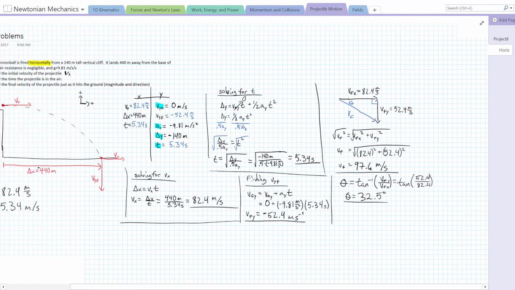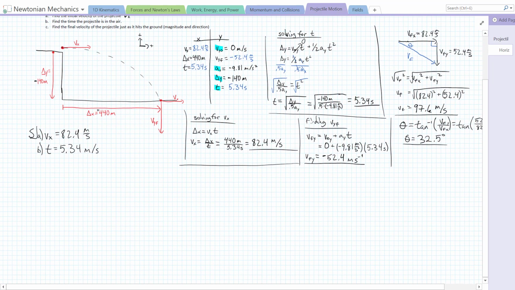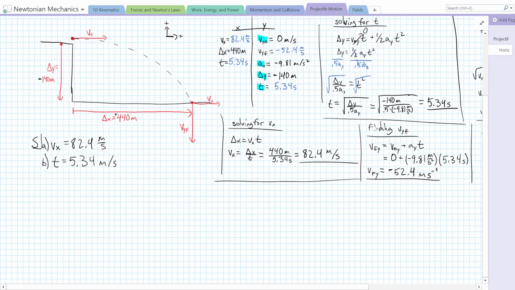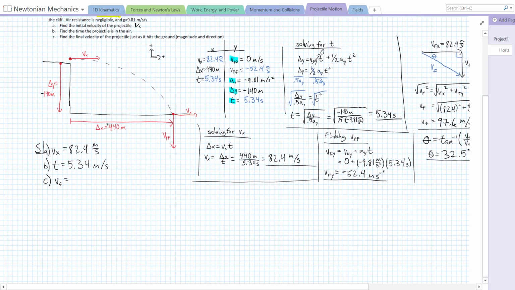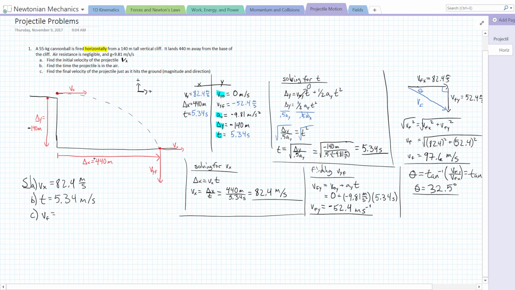Let's just put that in our solution over here so it's easy for whoever grades our work to read. Part C, our object hits the ground with a velocity v final equal to 97.6 meters per second at an angle of 32.5 degrees below the horizontal.